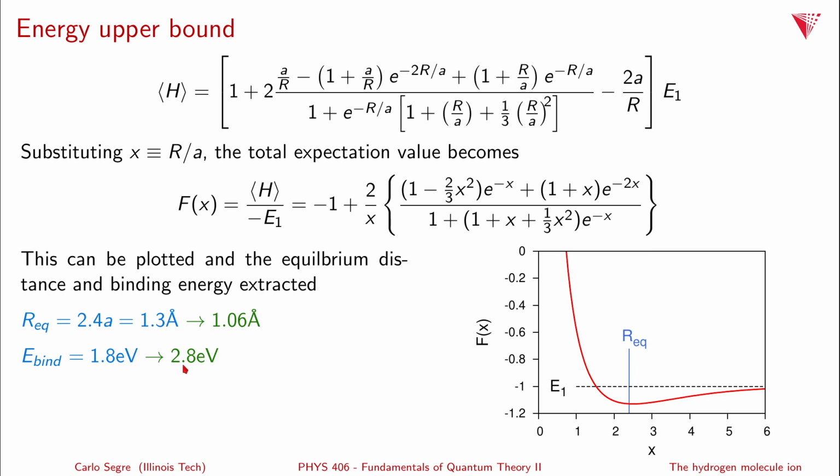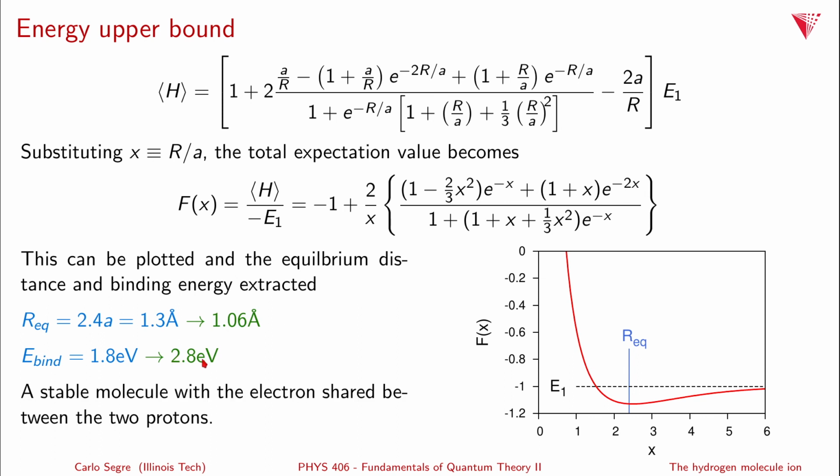Experimentally, this is not quite right. So this simple model gives us something that is close, but it's off by 0.24 angstroms, and it's off by about 1 electron volt. But the idea is clear. This becomes a stable molecule with the electron being shared between the two protons. At this equilibrium distance, the electron is equally shared by the two protons and forms a bond between the two protons, holding everything together with a lowered energy compared to the case where you have the protons flying apart and one carrying the electron away with it.